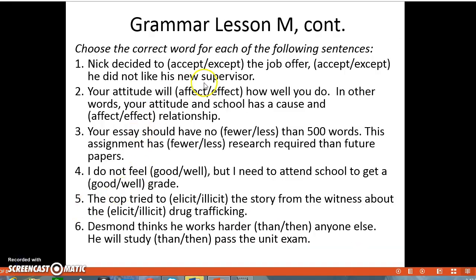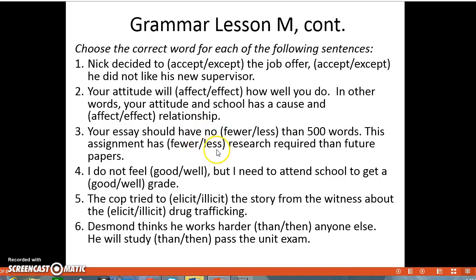Our next example, we're looking at affect versus effect. So your attitude will, and we're using a verb here, so we're going to use affect with an A, how well you do. In other words, your attitude and school have a cause and effect relationship. All right, our next example, your essay should have no. If we can count it, then we use fewer. So your essay should have no fewer than 500 words.